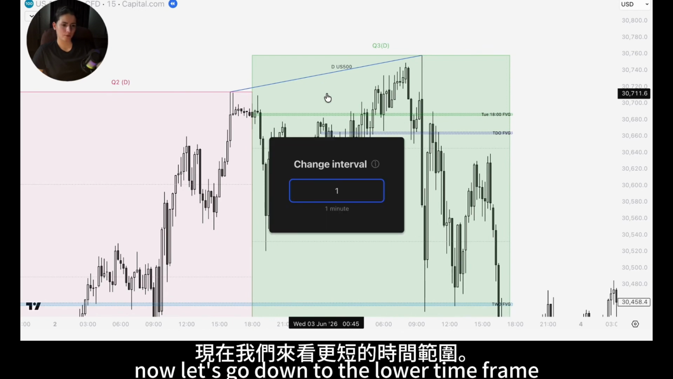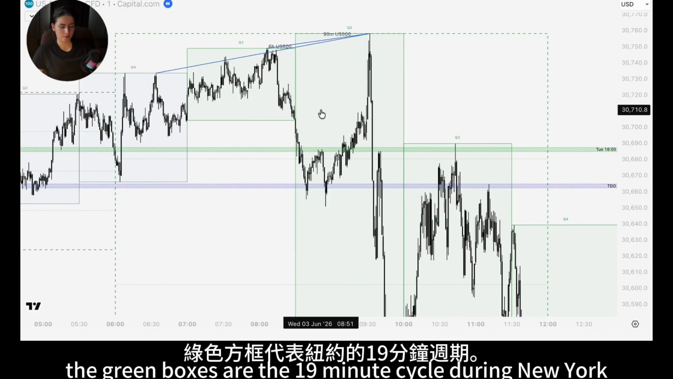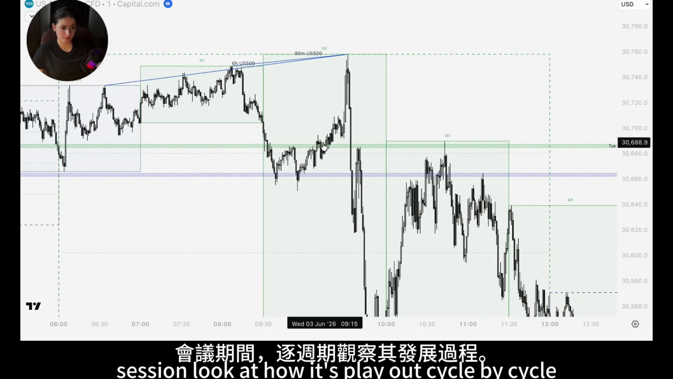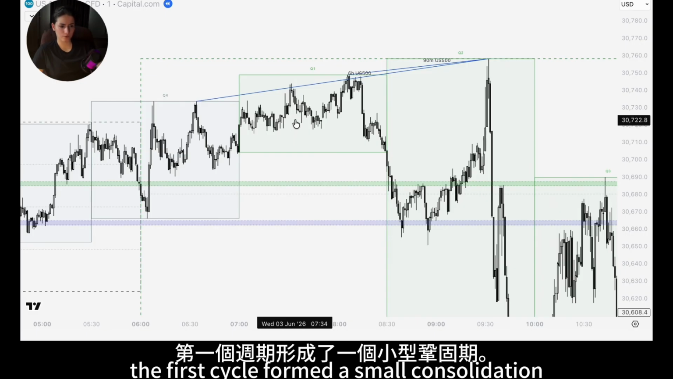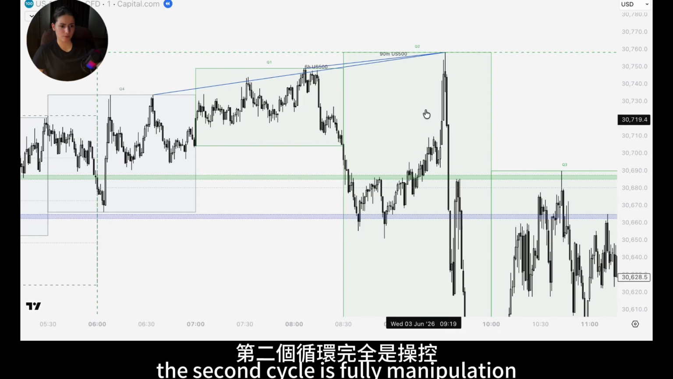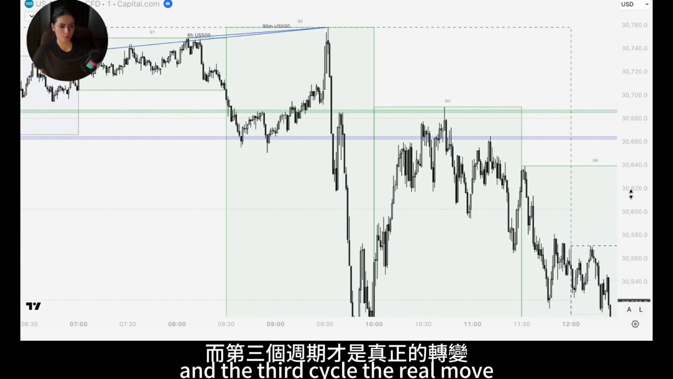Now let's go down to the lower time frame. The green boxes are the 90-minute cycle during the New York session. Look at how it plays out, cycle by cycle. The first cycle formed a small consolidation. The second cycle is fully manipulation, and it formed the divergence. And the third cycle, the real move.